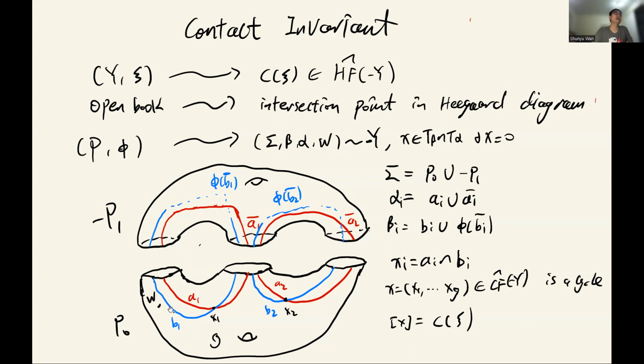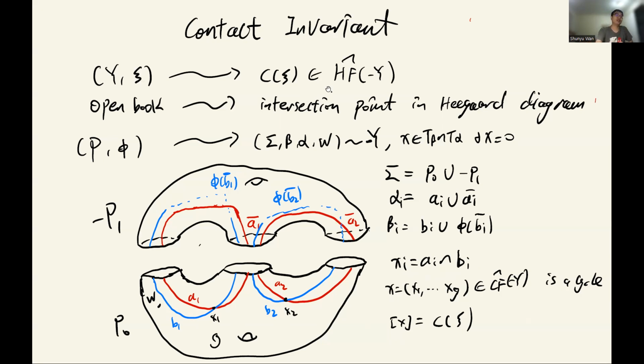Then also it's not hard to check that if we let xi equal to a_i intersect b_i, and x is all those intersection points, you can see that this x is actually a cycle. If you want something to live inside the boundary of xi, it has to hit this base point, which is not allowed, so it's a cycle. And we just define the homology class of that one to be the contact invariant.